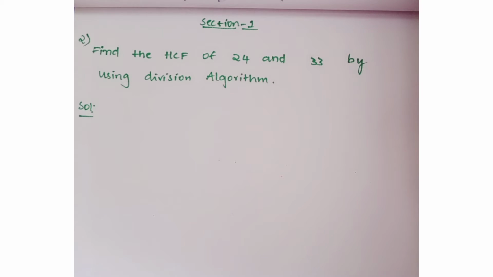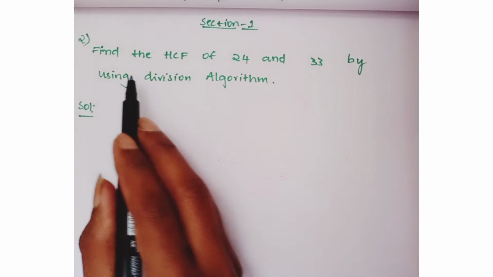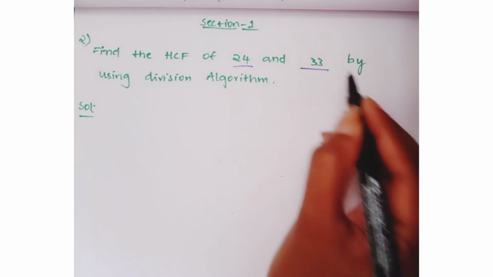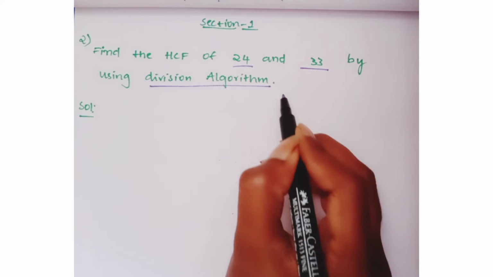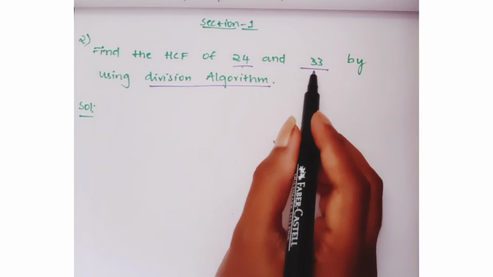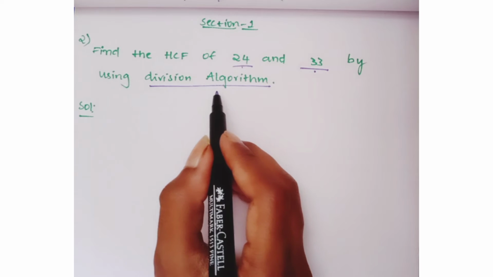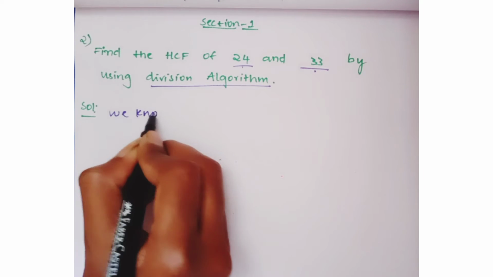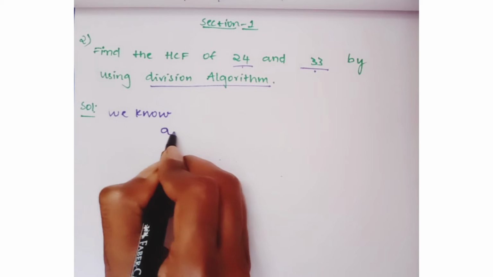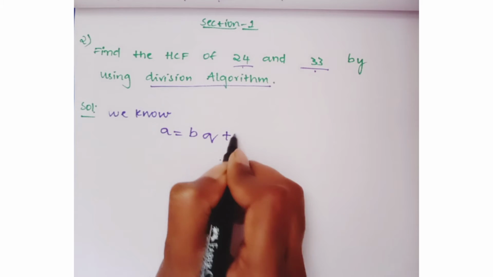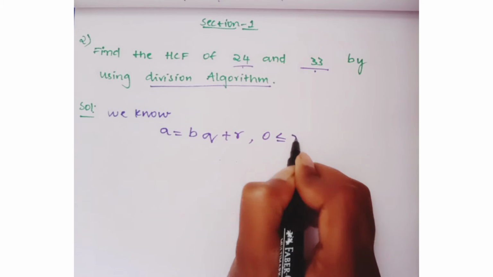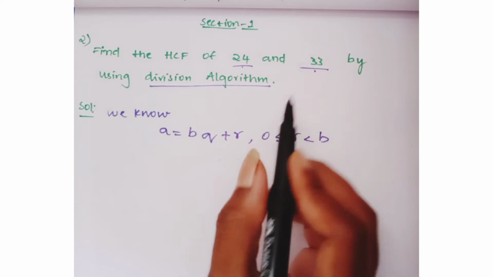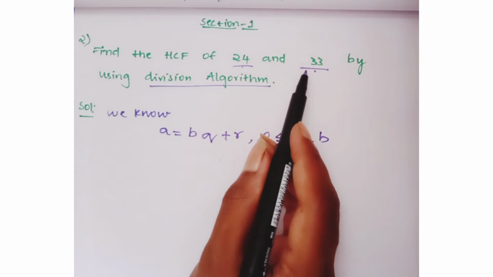Now moving on to the second question of section 1, that is: find the HCF of 24 and 33 by using the division algorithm. We need to find the HCF of 24 and 33 using the division algorithm. So what is the division algorithm? We know that the division algorithm is a equal to bq plus r, where 0 less than or equal to r less than b. This is the division algorithm.